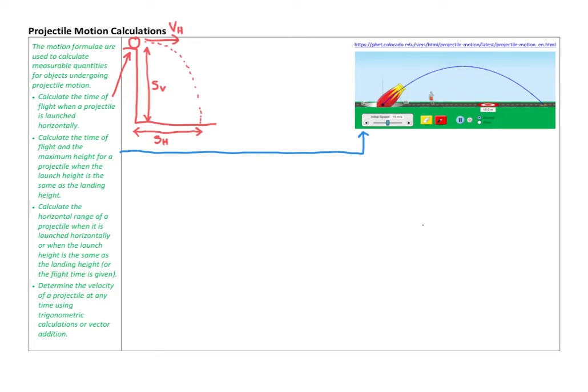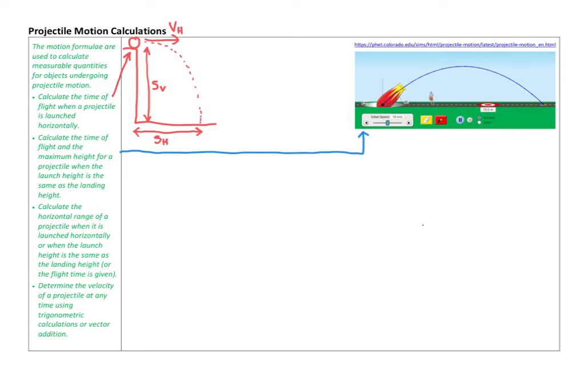Okay, so in these first couple of slides, we're going to talk about, if you like, the theory of how we do projectile motion calculations. It might be a little bit confusing, but I think it's important to understand. And then I'll go through some examples in the next two slides, which will hopefully make things make sense.